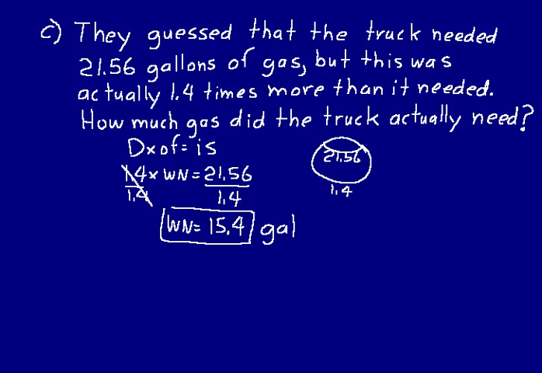So we were trying to figure out the amount actually needed there. The guess was too high. It was 1.4 times too high. And so that makes sense that the actual amount was less. Drawing the diagram helped us to visualize that the actual amount would be less than 21.56 as well. Okay, well that's all for lesson 77.